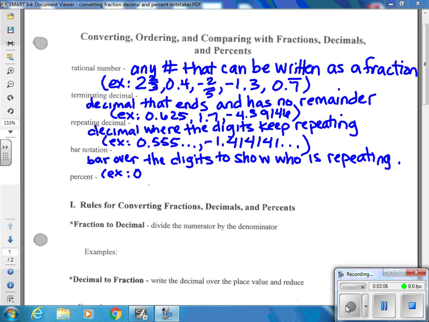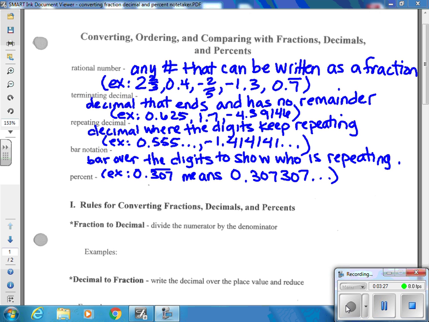If I have 0.307 and the bar's over the 3, 0, and the 7, that means that you're going to have 0.307, 307, ... And it'll keep going, right? If it's only over 2 numbers, then those are the only 2 numbers that keep repeating. If it's only over 1 number, then that's the only number that keeps repeating.